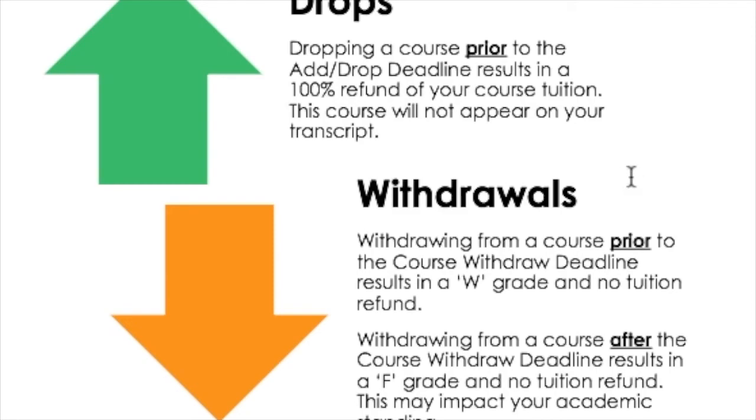If you withdraw prior to the course withdrawal deadline, the course will appear on your transcript and the grade of W will appear. Unfortunately, you will not get a tuition refund. If you withdraw from a course after the course withdrawal deadline, you will receive a failing grade, which will impact your academic standing, and again, there will be no tuition refund. Just another reason why keeping those important dates in mind for every semester is important.